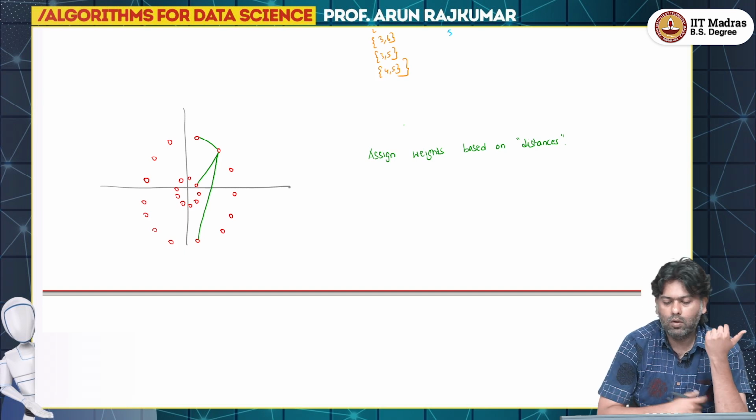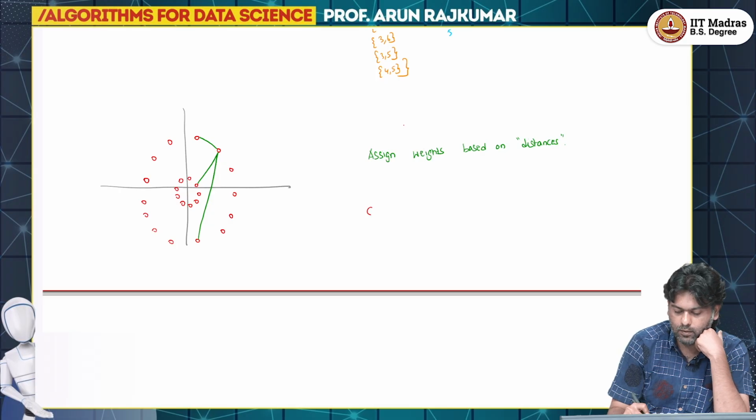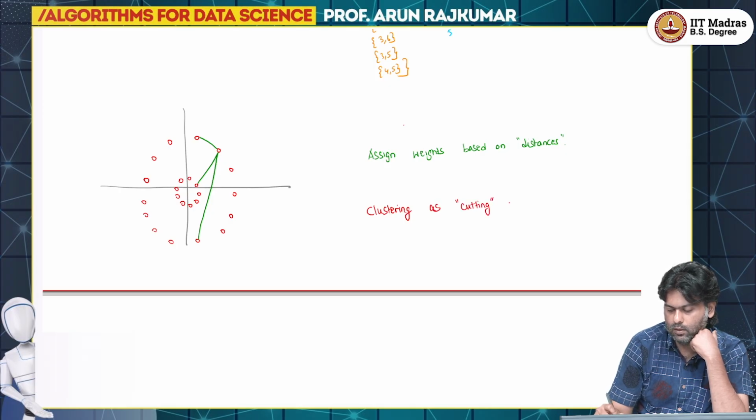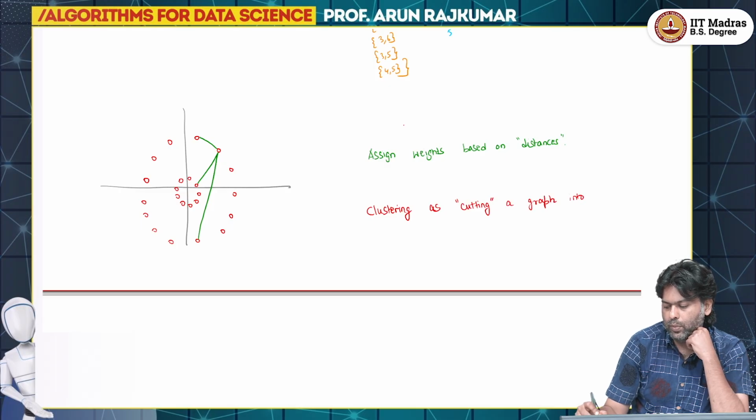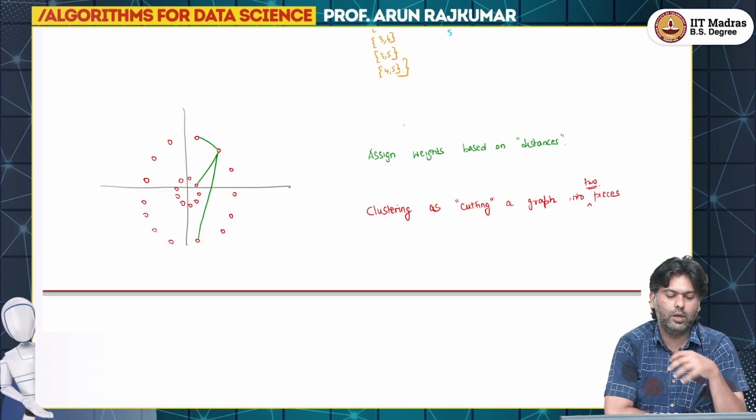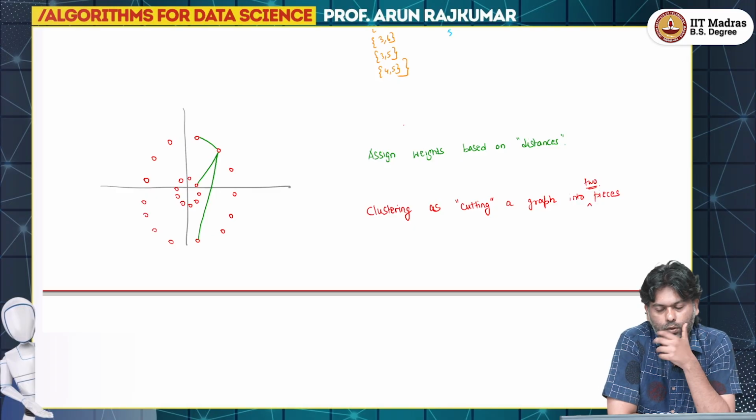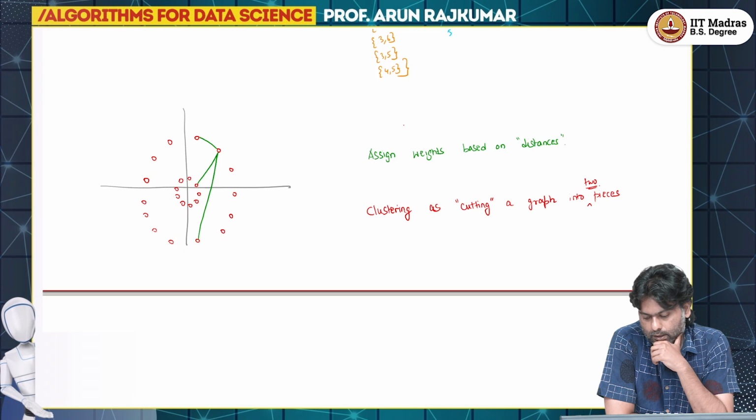we want to think of clustering as cutting a graph into pieces. For the moment, let us say 2 pieces. Let us say we are worried about clustering into 2 parts, because in this data set there are only 2 clusters, but in general k pieces, but for now 2 pieces.